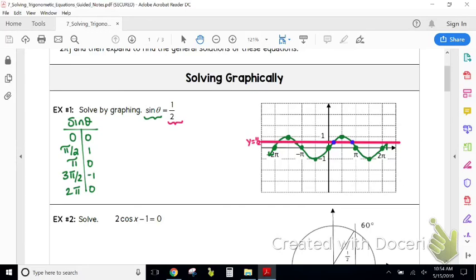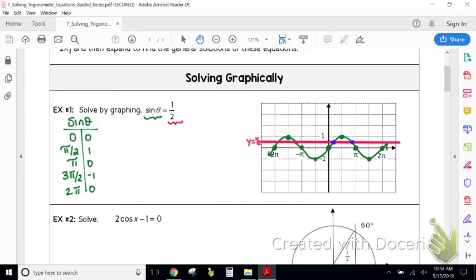Now on this graph I can't really tell where that's at. Obviously they're both between 0 and pi though, correct? Think about what you know. Sine is a positive 1/2. Sine is positive in what quadrants? It's y, so 1 and 2, which is between 0 and pi, isn't it? So those are the two angles, one of them in quadrant 1, one of them in quadrant 2, that would give me sine is 1/2.